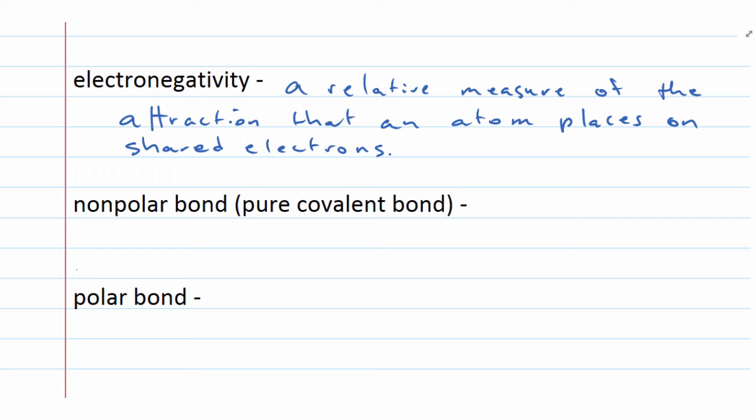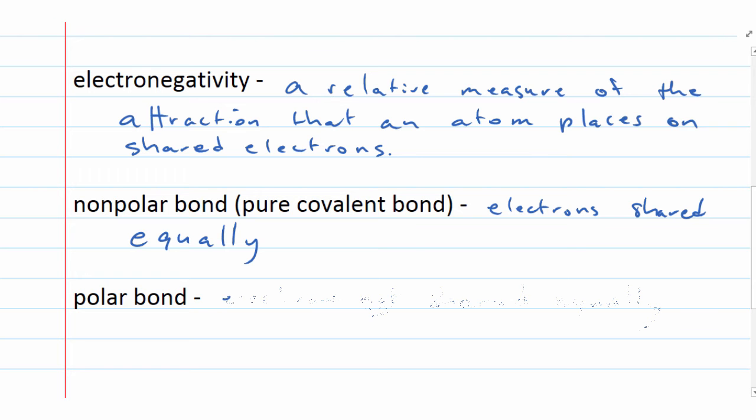Now, I put in parentheses here "pure covalent" because this is what your author calls them. Your author calls them pure covalent bonds, but most chemists refer to them as nonpolar bonds. And a nonpolar bond is one in which the electrons are shared equally. That's why it's nonpolar, because it's not like one has them more than the other. We use the term polar. It's kind of like our politics today. Seems like if you don't have one view, you have the other extreme view. And so in a polar bond, this is when electrons are not shared equally.